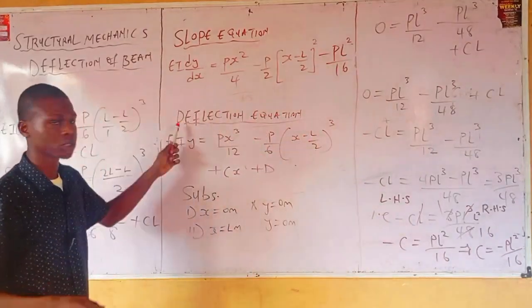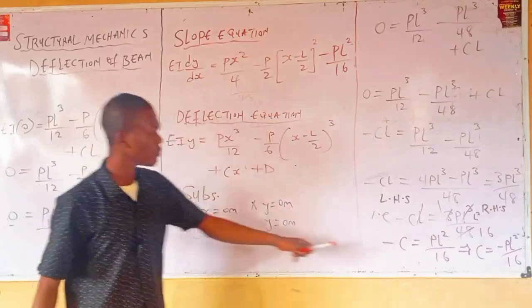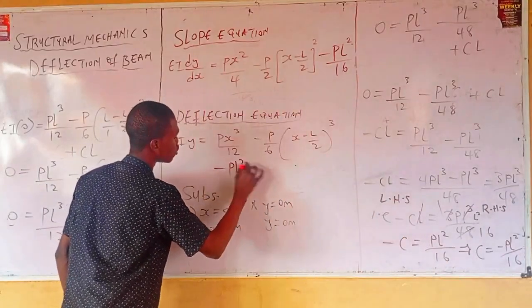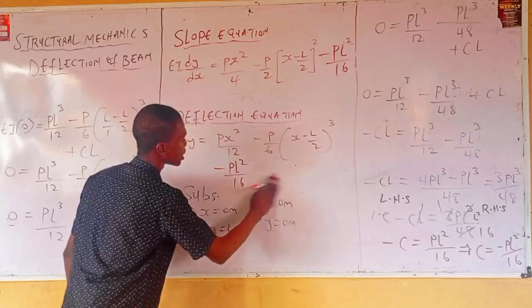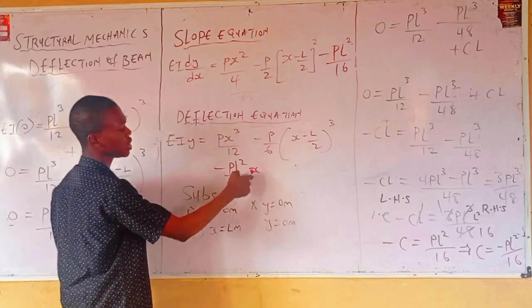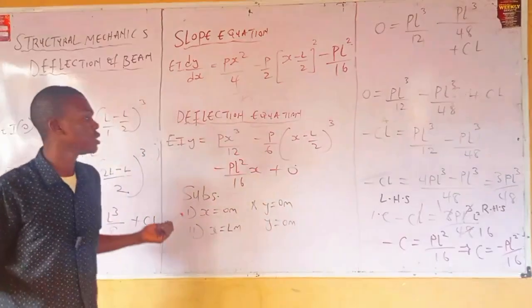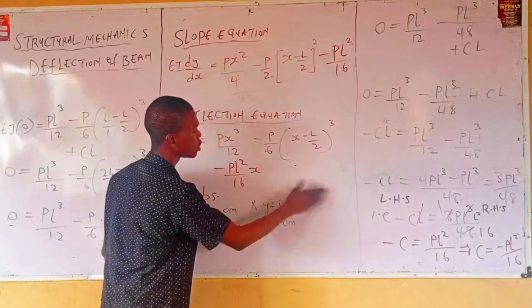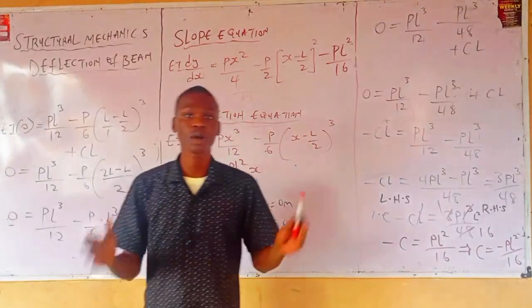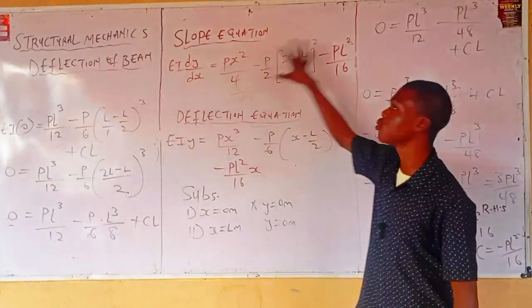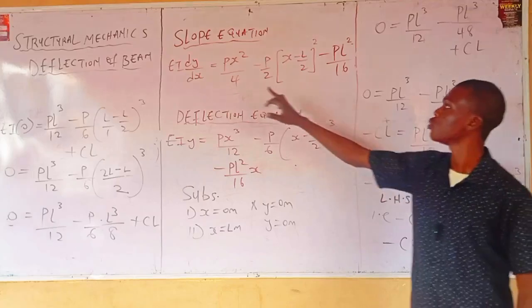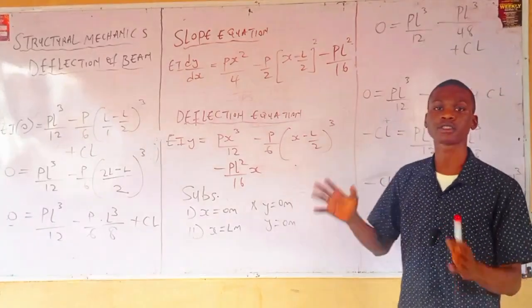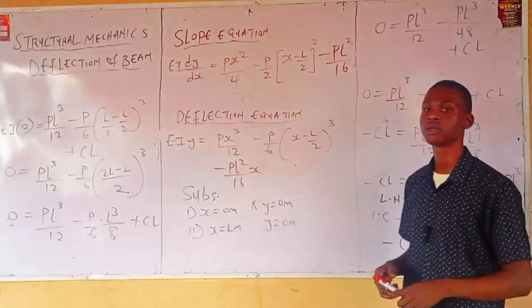From the deflection equation, I have two constants, C and D. What's the value of C? Negative PL square over 16. Meaning negative PL square over 16 x, we have x, negative PL square over 16 x plus 0. But in this case, don't include your 0, since 0 is nothing, it doesn't mean anything in this equation. So that's it. Meaning, for that particular question, that beam that we are given, this is the slope equation and this is the deflection equation. So with this slope equation, you can find the value of your slope across any length of that beam. Likewise for your deflection, right?